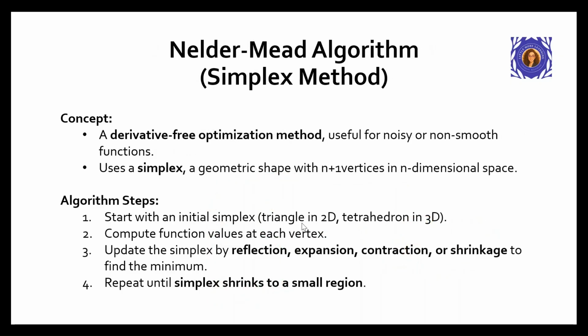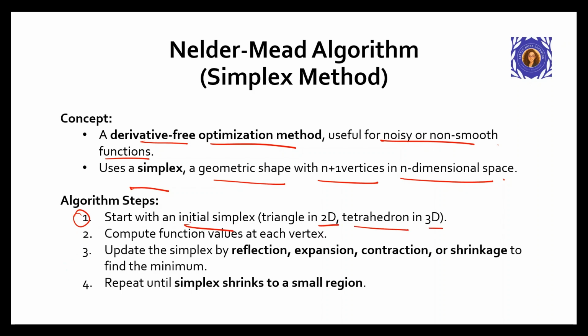Next is the Nelder-Mead algorithm or simplex method. It is a derivative-free optimization method that is used for noisy or non-smooth functions. It uses a simplex, that is a geometrical shape with n plus 1 vertices in n-dimensional space. Algorithm steps are that we need to start with an initial simplex, like a triangle in 2D and a tetrahedron in 3D.